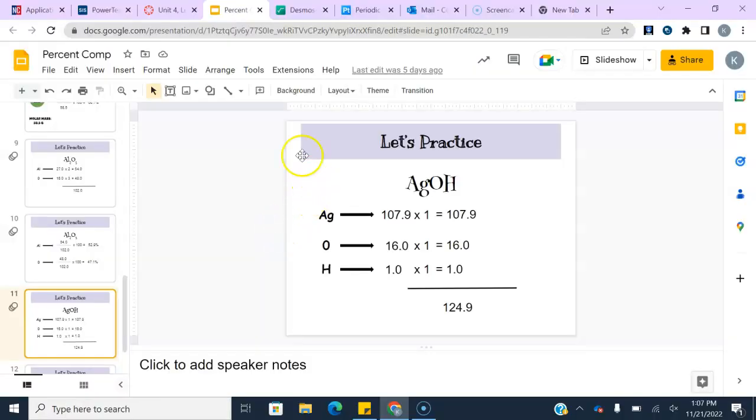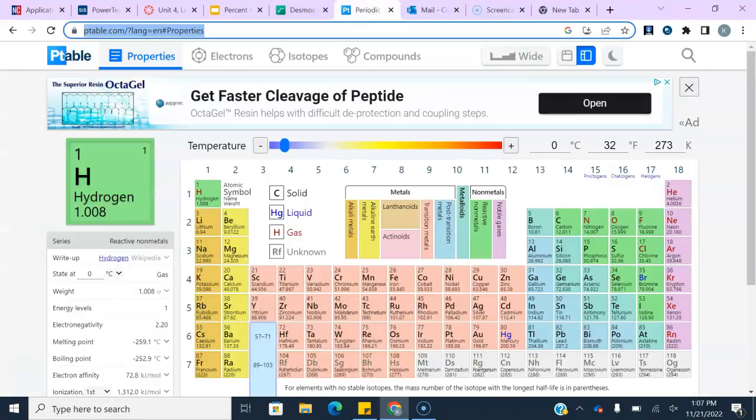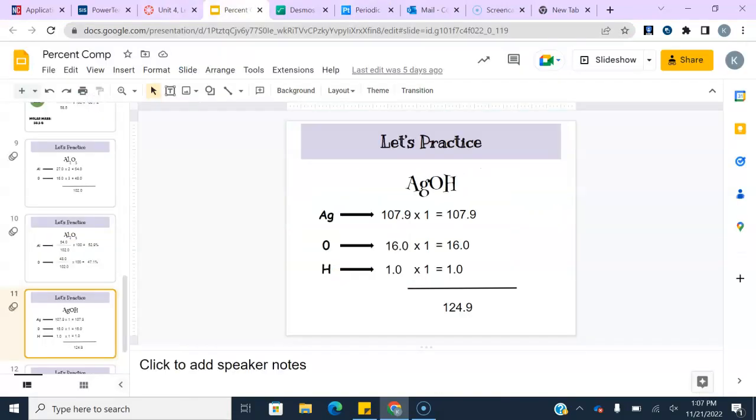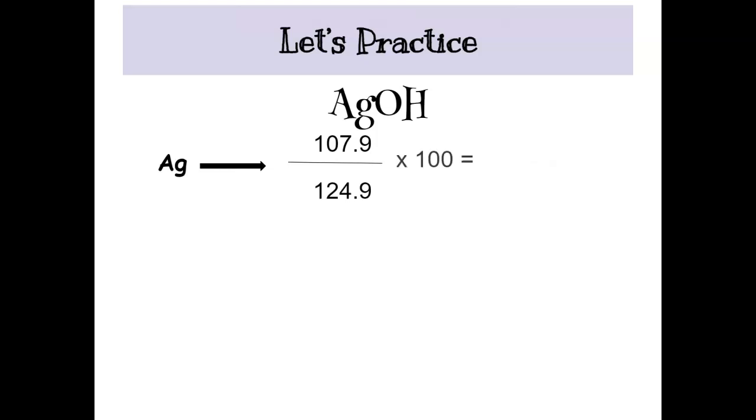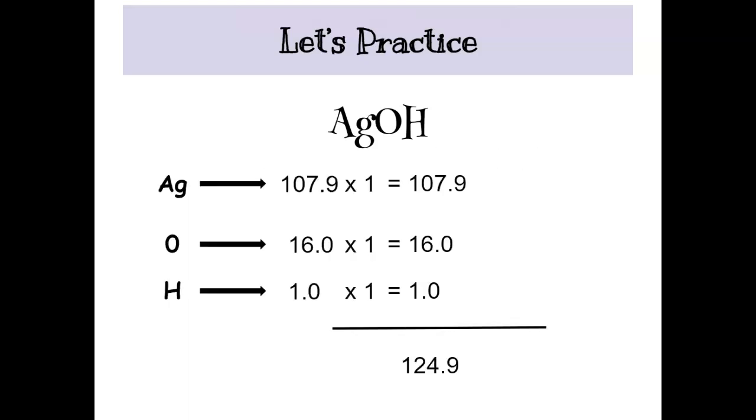Let's just go ahead and go. I know at this point you guys probably know how to find it, but just in case, again, that number is coming from the bottom here, that 107.87. So 107.9, and then the total is 124.9 times 100 is 86.4%. Okay. Did I skip a slide? Hold on. Oh yeah, I did. Oops. Sorry guys.